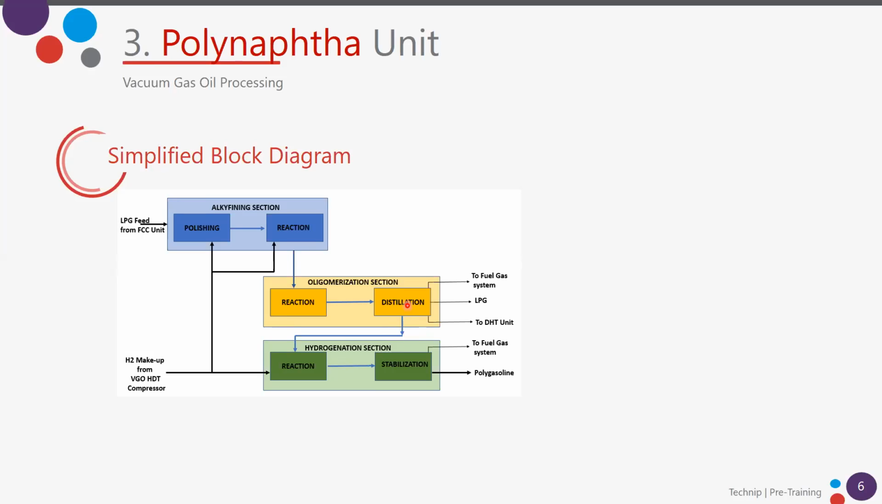So this oligomer from here, you will send it to this hydrogenation section to reduce the amount of olefins that we have produced in this reaction. And then we go to the stabilization column to get our product from the unit.